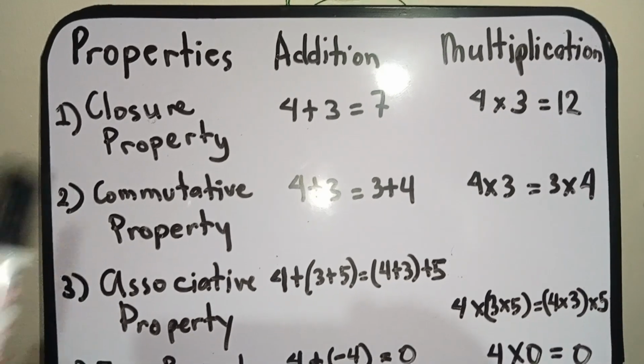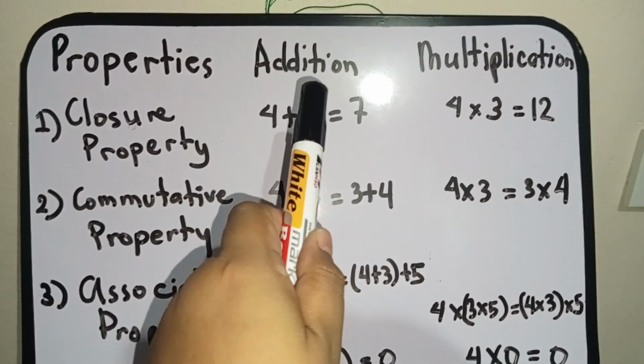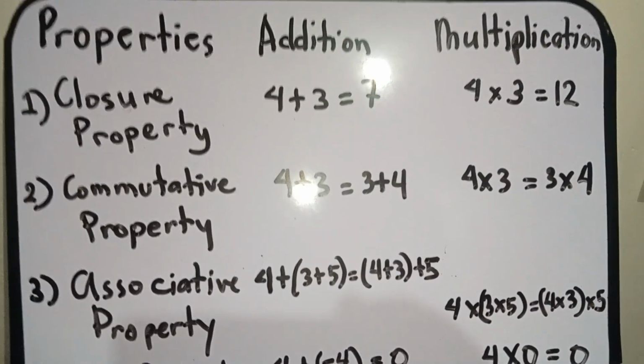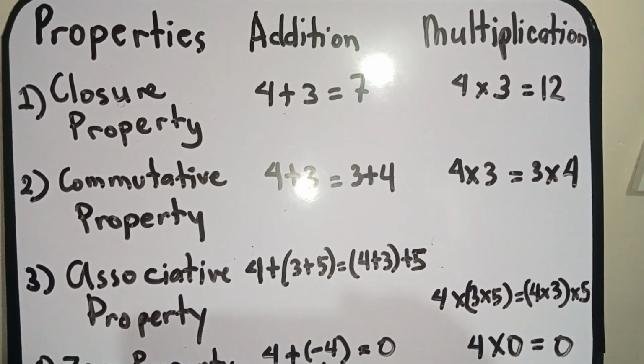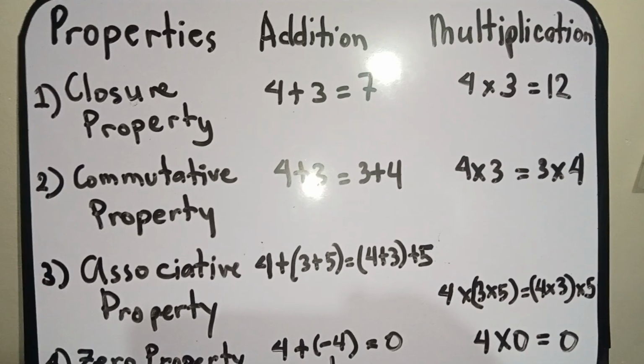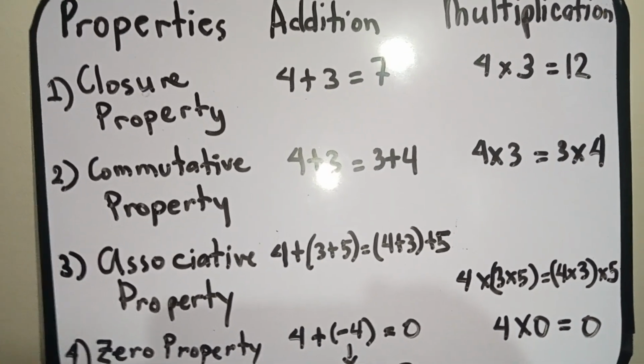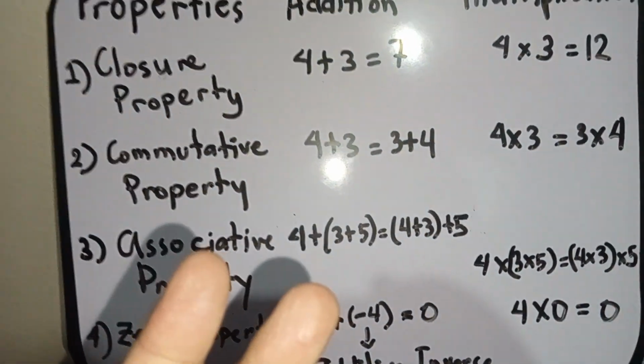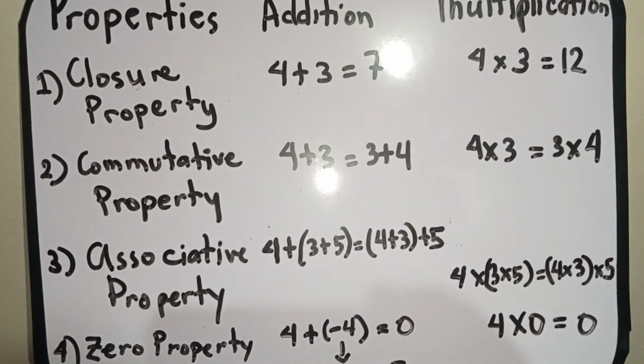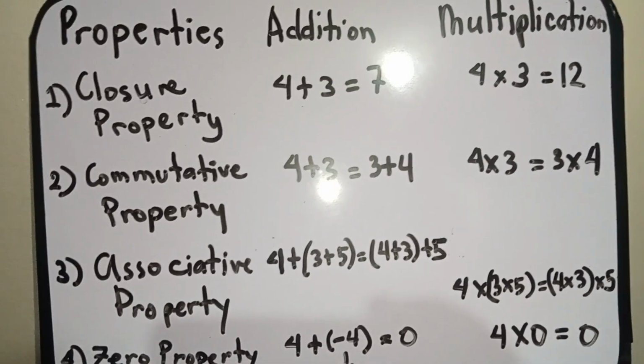So for today, we're going to talk about the properties of addition and multiplication. So what are the properties of these two operations? The first one is the closure property. In closure property, if we have two unique numbers, the product or the result is also a unique number.